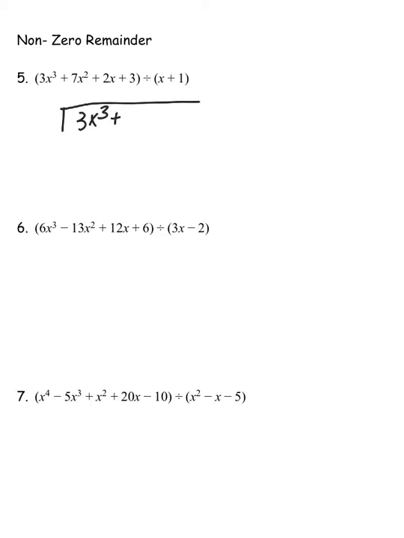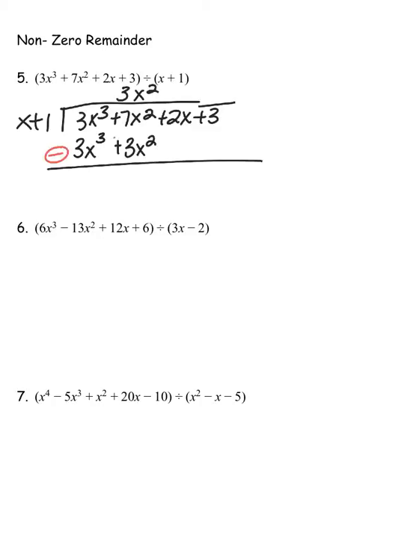3x cubed plus 7x squared plus 2x plus 3 divided by x plus 1. x goes into 3x cubed 3x squared times. Now I multiply. I get 3x cubed plus 3x squared.